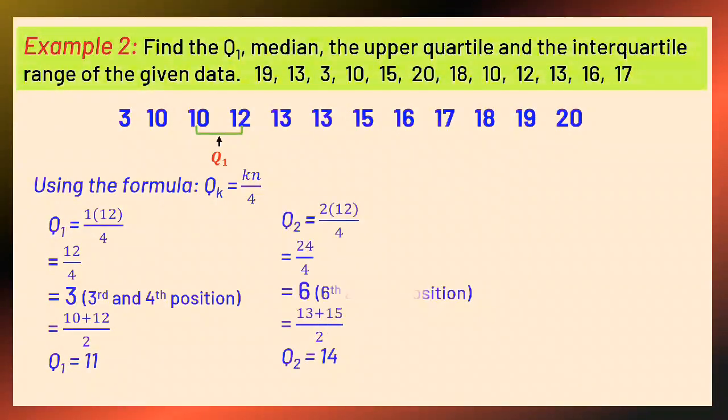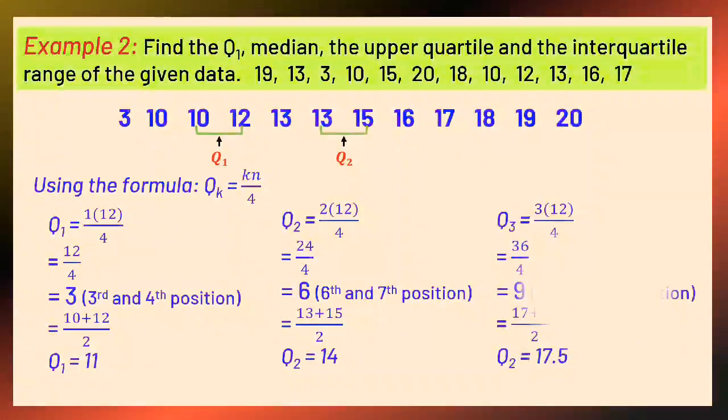The next value that we need to identify is the value of the median, or quartile 2. By substituting the values in our formula, we have 2 times 12 divided by 4. That is equal to 24 divided by 4, and the result is equal to 6. Just like in our quartile 1, we have found out that the value is a whole number, so therefore we are going to get the average of the 6th and the 7th position. So we have 13 plus 15 divided by 2. The value of quartile 2 is equal to 14.